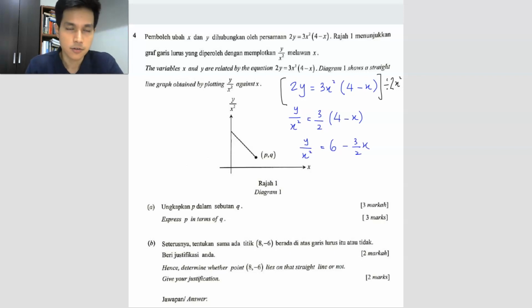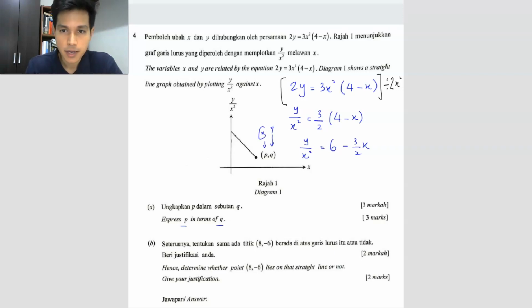Oh yeah, we are not done, sorry. The question asks you to express p in terms of q. So we have to use this coordinate, right? This coordinate is on the line, so in the equation of the line, you're going to substitute p and q. But p and q are not x and y, by the way. This is not x and y.